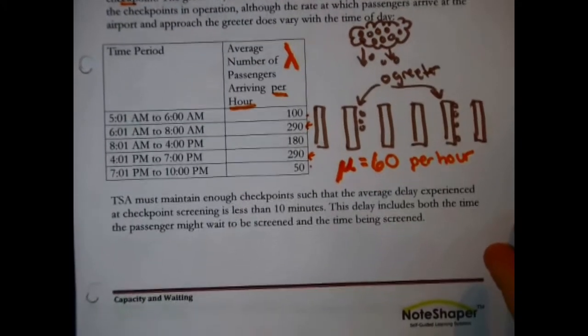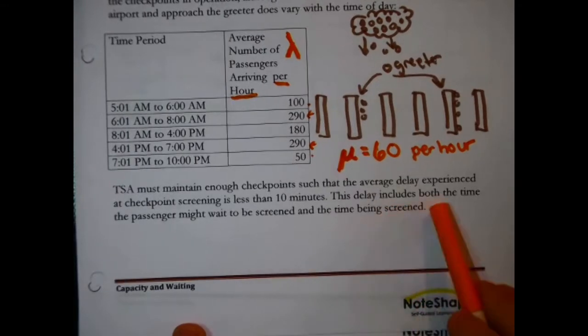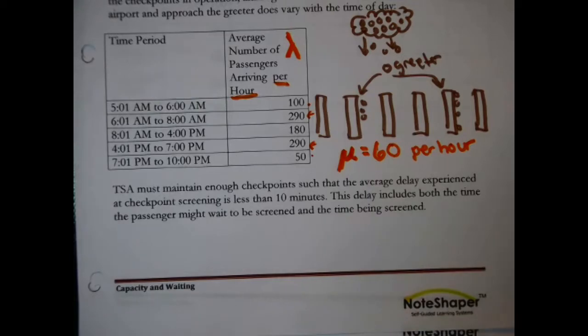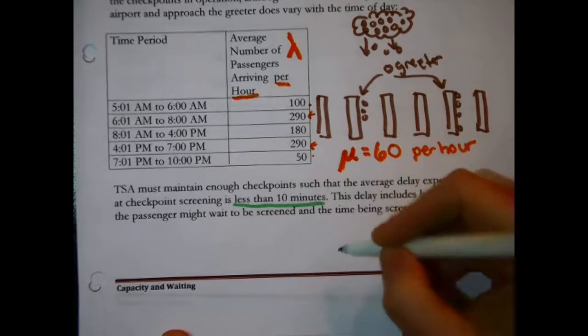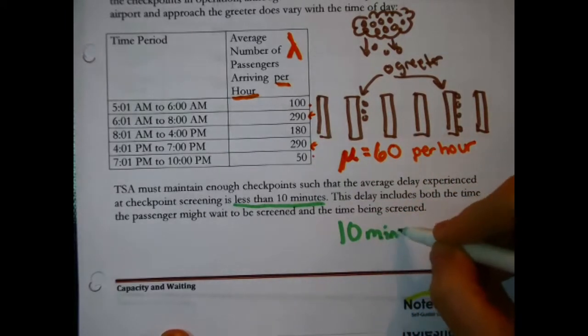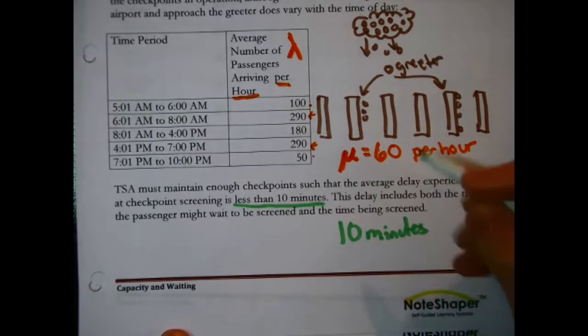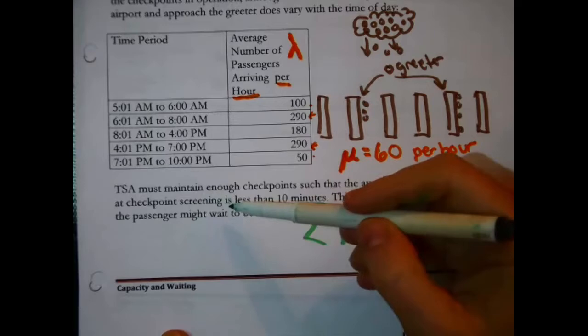Let's see. It says TSA must maintain enough checkpoints such that the average delay experienced at a checkpoint screening is less than 10 minutes. Okay, 10 minutes. I'm just taking notes. Something has to stay less than 10 minutes. What has to stay less than 10 minutes? The average delay experienced at a checkpoint screening.